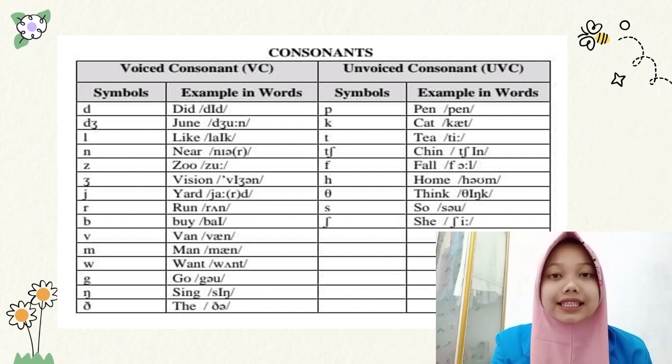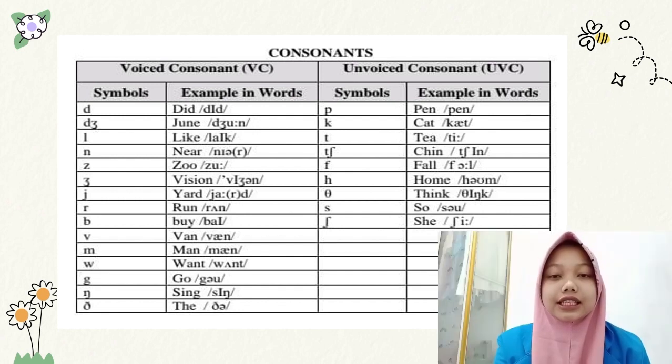And the next is the sound in vision. Word example is vision. And then Y. Word example is yard. And then R. Word example is run. And then B. Word example is buy. And then V. Example is van. And then M. Word example is man.